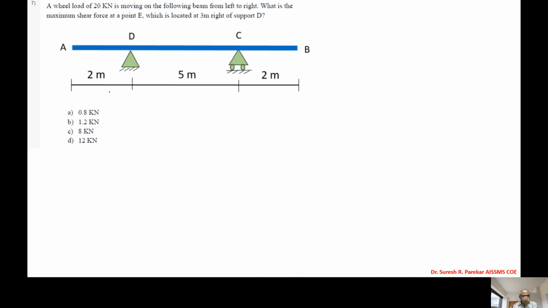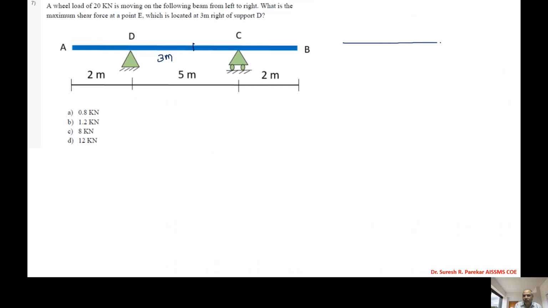Then we will go to question 7. A wheel of 20 kilonewton is moving. What is the maximum shear force at a point E which is 3 meters? So we have here 3 meters, and we are interested in finding the maximum shear force.